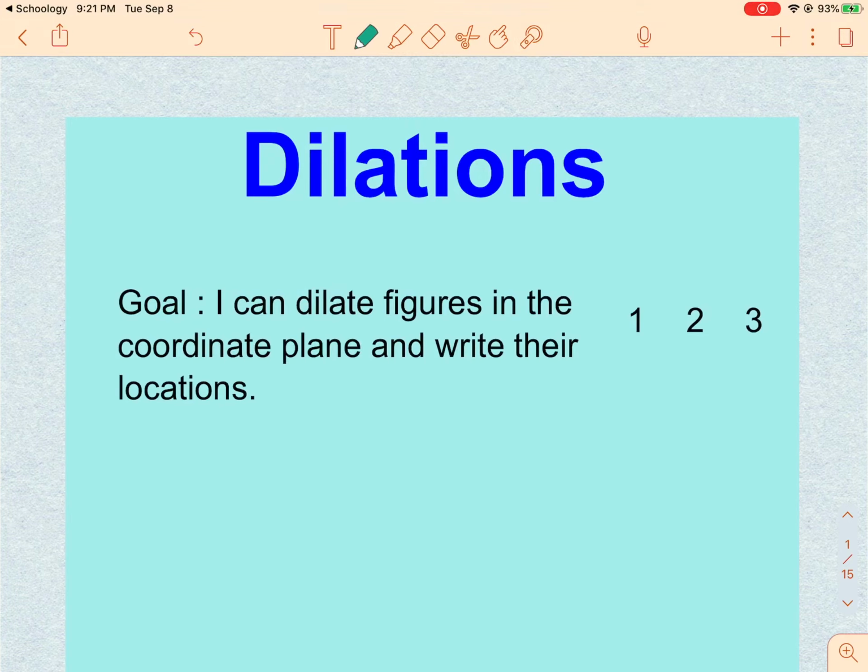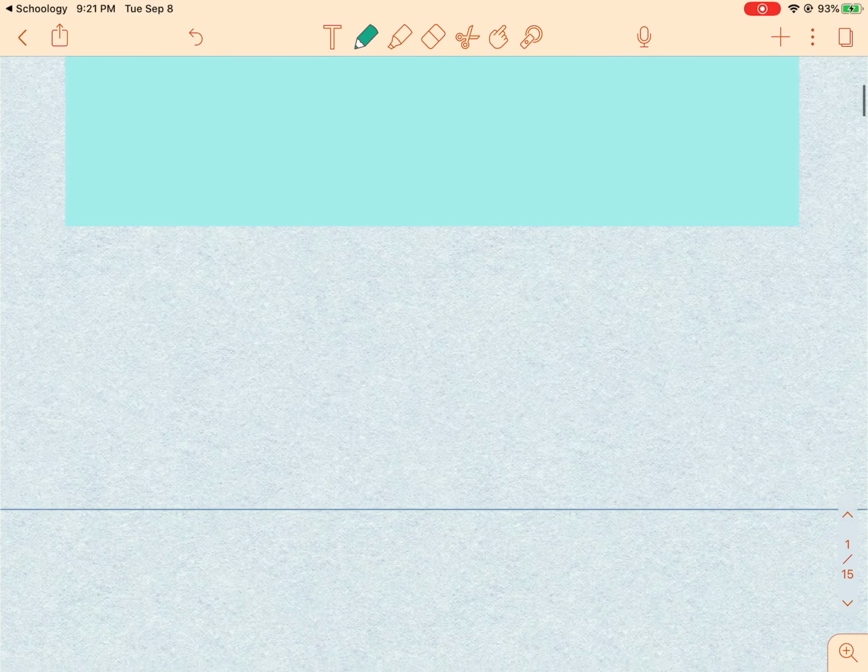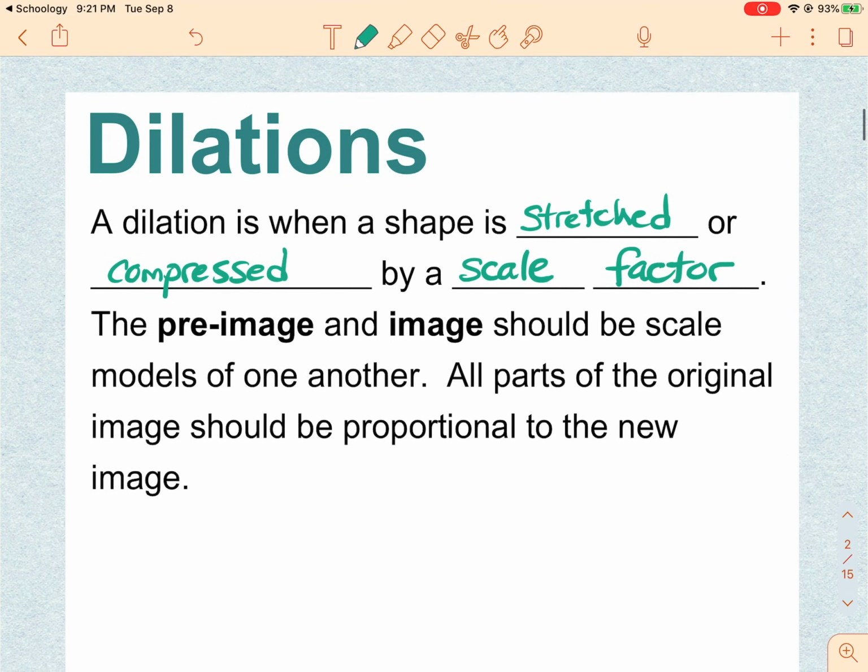Next up for our transformations are dilations. At the end of this lesson, I'm hoping you will be able to dilate figures in the coordinate plane and write their locations. Thinking about the word dilations, it's similar to dilations with our eyes. It's spelled a little bit differently, but the idea can be very similar. When our eyes are dilated, they can be either getting bigger or smaller. It's kind of the same idea here.